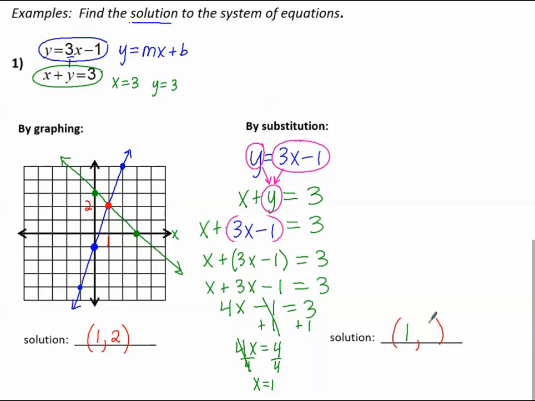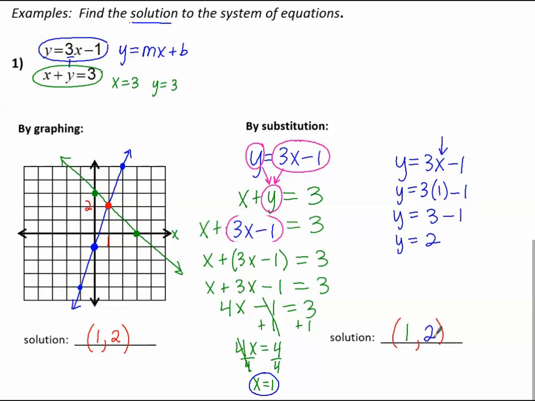Now I need to know what the y coordinate is. I will do one more substitution. Take this x coordinate and plug it into either of these equations to get the y coordinate. Well, this first equation is a lot simpler to use because the y is already by itself. So let's rewrite y equals 3x minus 1 and substitute what x equals in for the x of the other equation. So y equals 3. Instead of x, I'm going to substitute 1. So y equals 3 times 1 is 3, and 3 minus 1 is 2. So the y coordinate is 2.